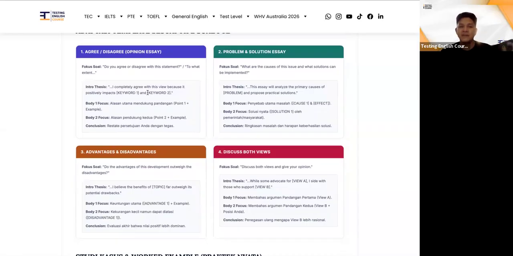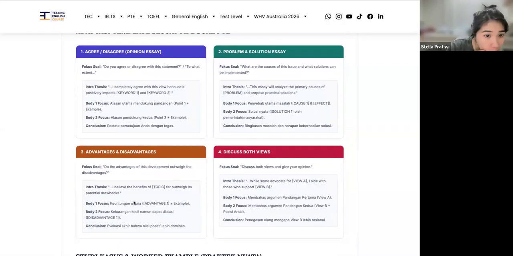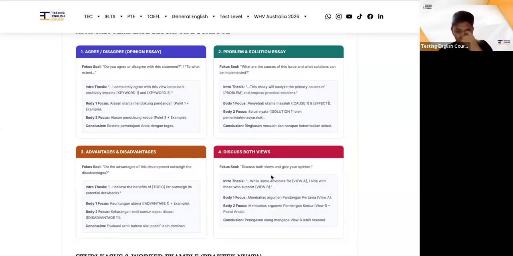So let's see. Okay, these are all the ideas you can learn. For example, if it is an agree or disagree essay, an opinion essay, you can go with I completely agree, I completely disagree. Then if it is advantages and disadvantages, you can say I believe the benefits of this outweigh the drawbacks of this. Discuss both views: while some advocate for view 1, others support view 2.